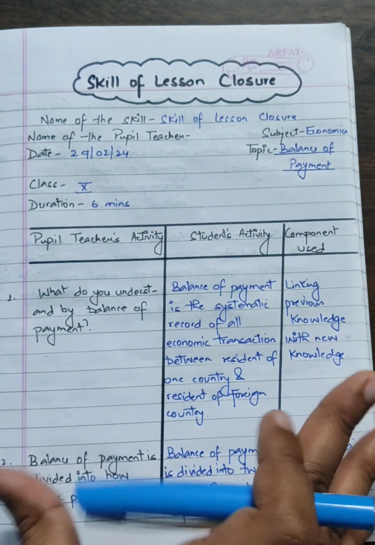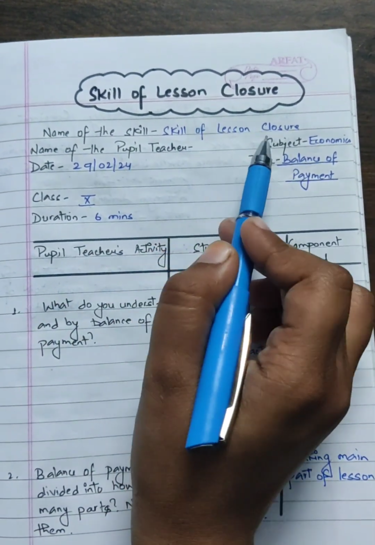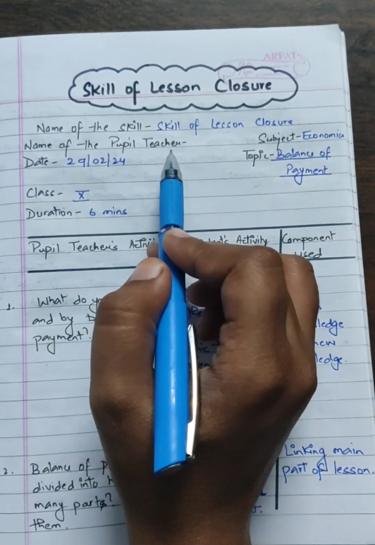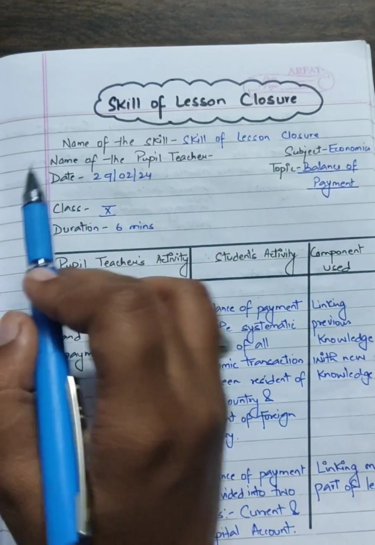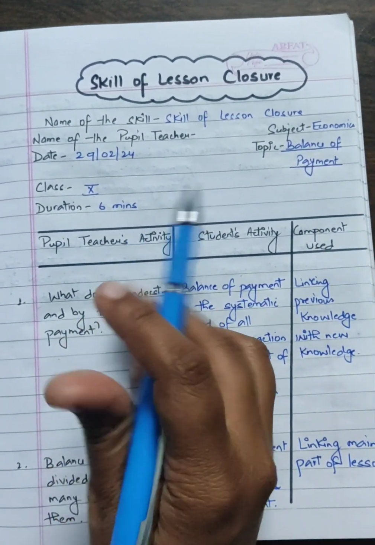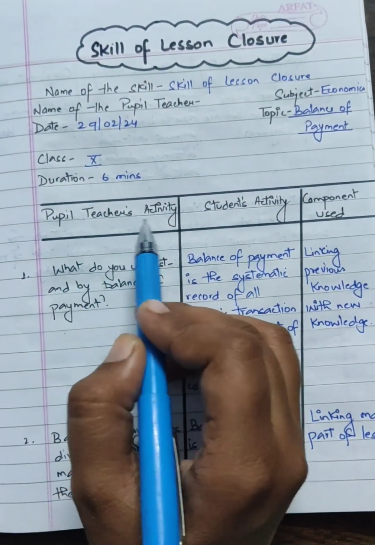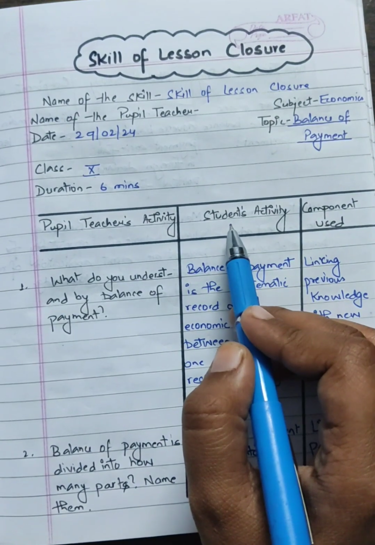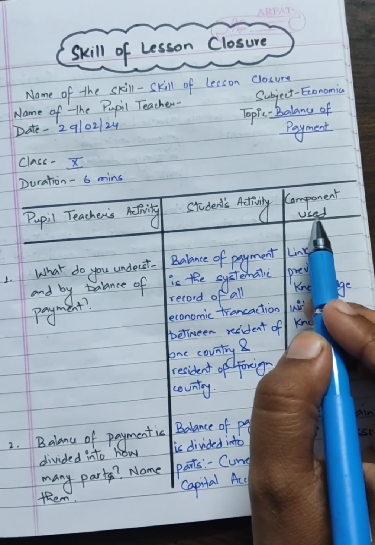This is the format. First you have to write the name of the skill, lesson closure, then the name of the pupil teacher, subject, this is economics lesson plan, date, topic, class, and then duration. Then you have to make 3 columns. The first column is pupil teacher's activity, the second column is students' activity, and the third column is component used.